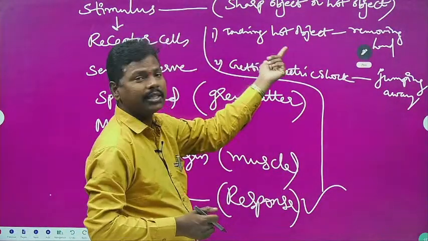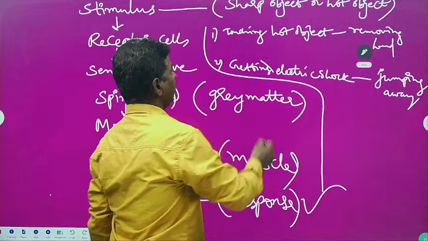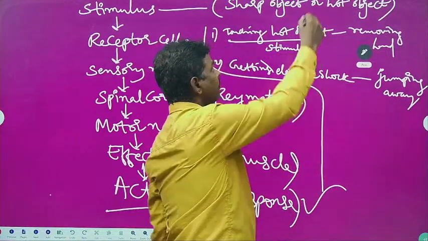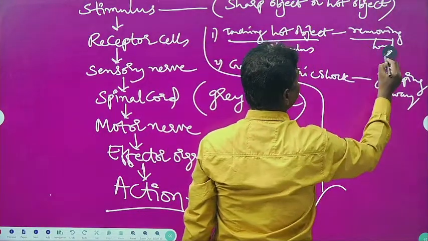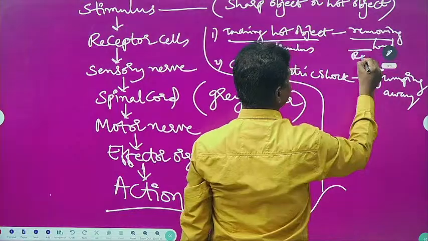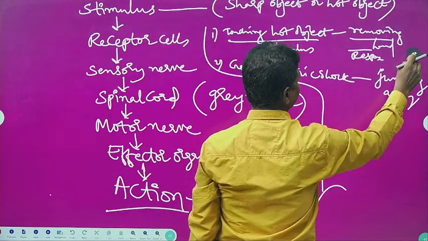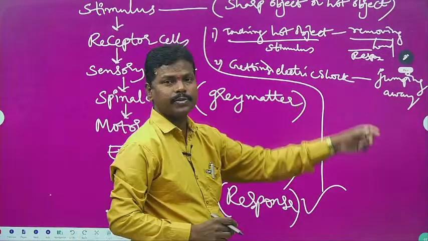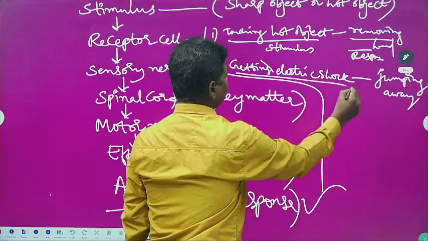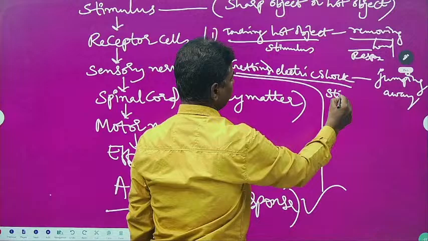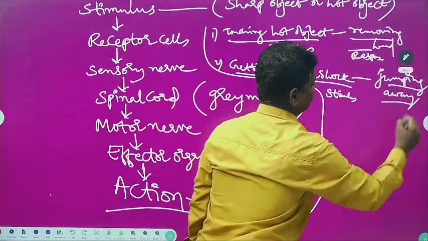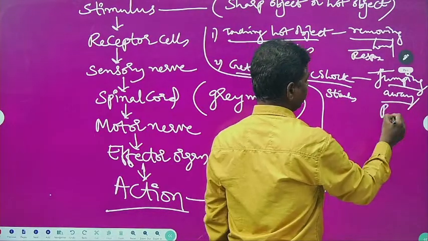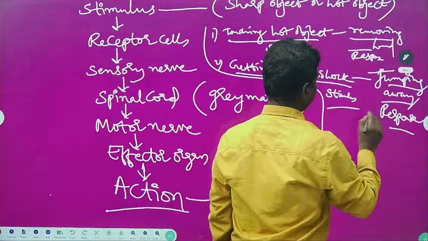In this, what is the response and what is the stimulus? Touching is nothing but a stimulus. Touching a hot object is the same as a sharp object, okay? Removing hand is called response. Understand? Removing hand is called response. Next, getting electric shock is called stimulus. Jumping away is called response. Okay? These are a few examples.